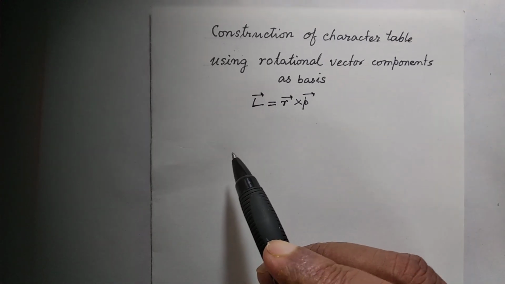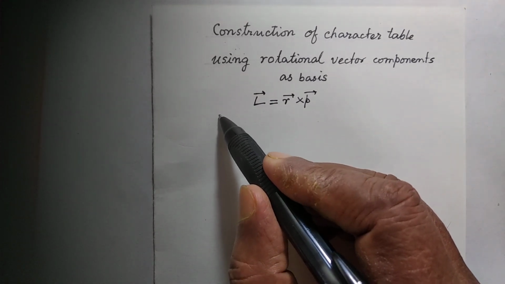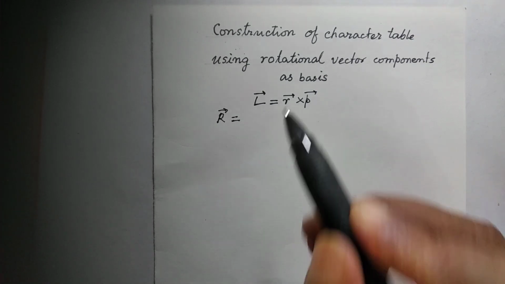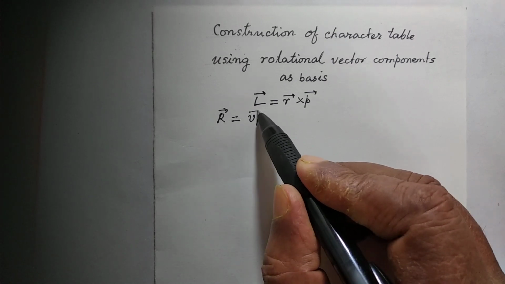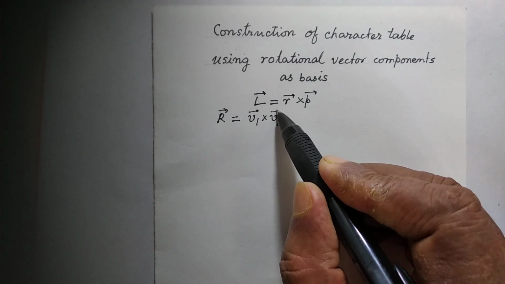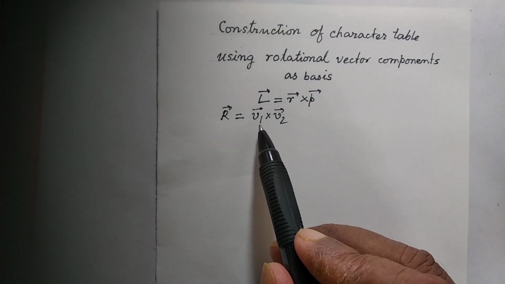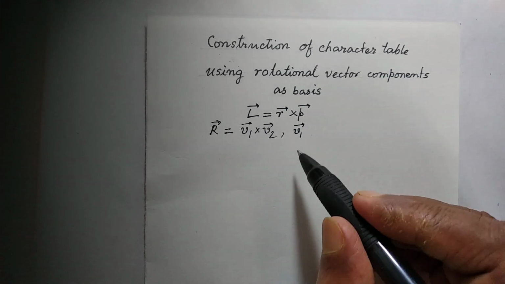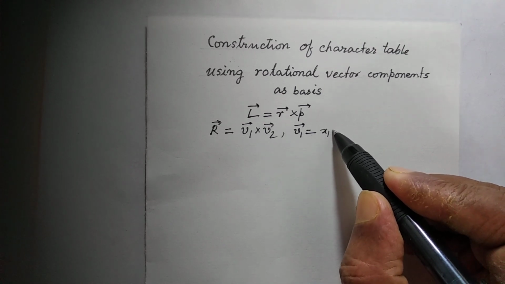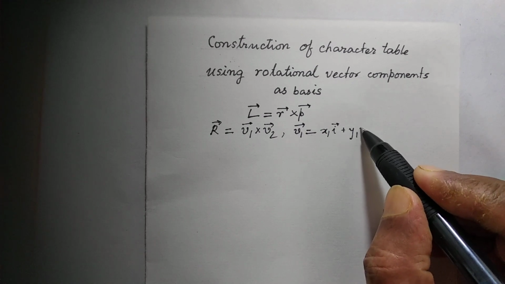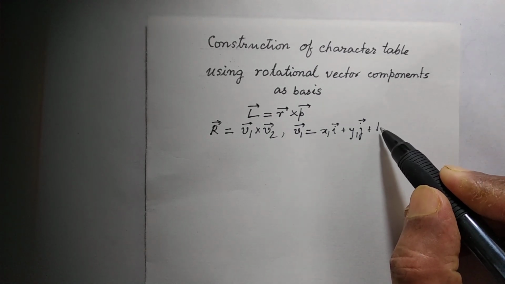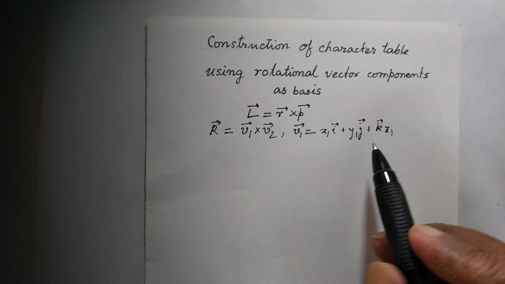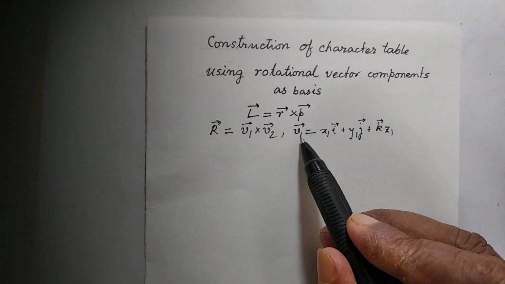To generalize the concept, we take an arbitrary vector, say R, which is expressible in the form of a cross product of two vectors, V1 cross V2. Let R be a general vector expressible as a cross product of two vectors V1 and V2, where V1 is x1 i vector plus y1 j vector plus z1 k vector.